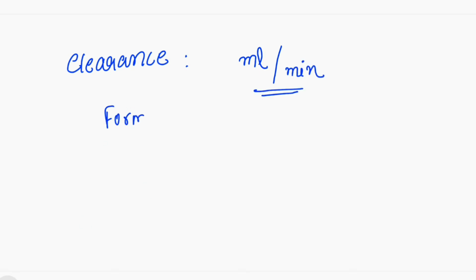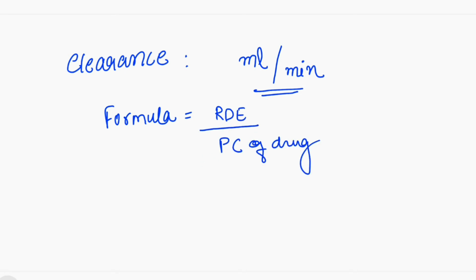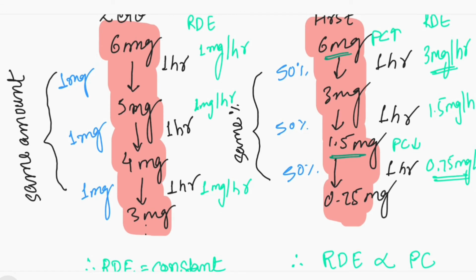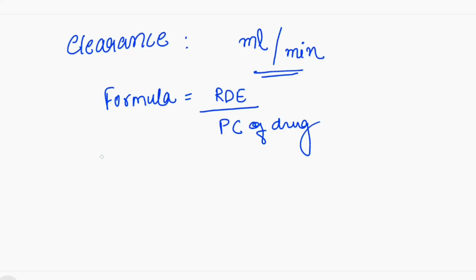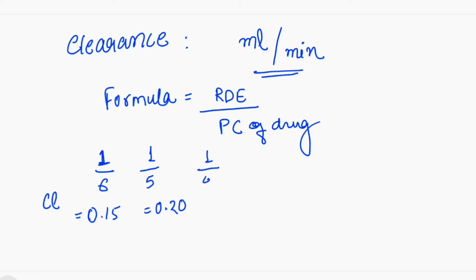The formula for clearance is rate of drug elimination divided by plasma concentration of a drug. So, rate of drug elimination in the zero-order kinetics is 1 milligram per hour, and the plasma concentration of a drug is 6 milligrams. So, the clearance becomes 1 by 6, that is 0.15. In the next hour, rate of drug elimination is 1 milligram and the plasma concentration is 5, which equals 0.20 as clearance. The next one, it is 1 by 4. That means 0.25, and so on.